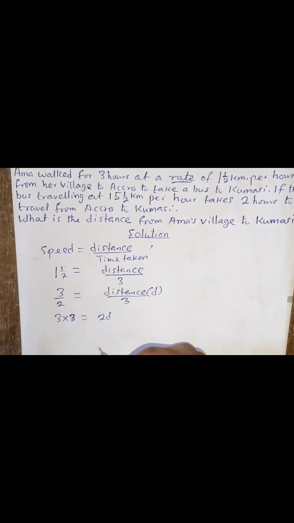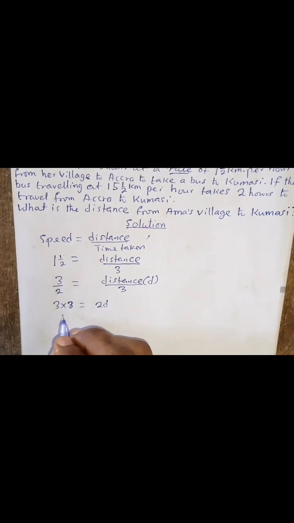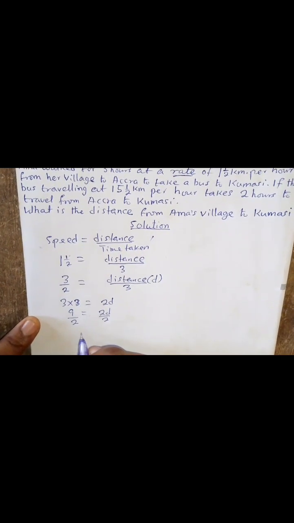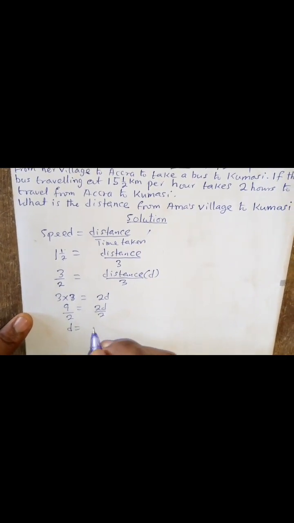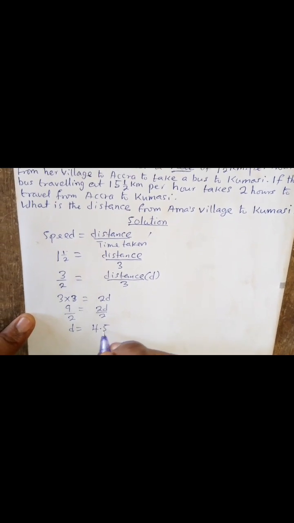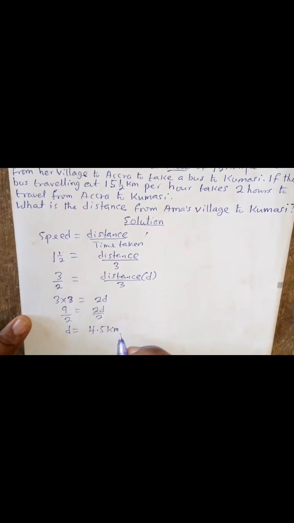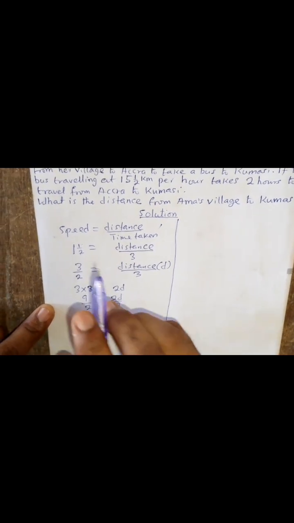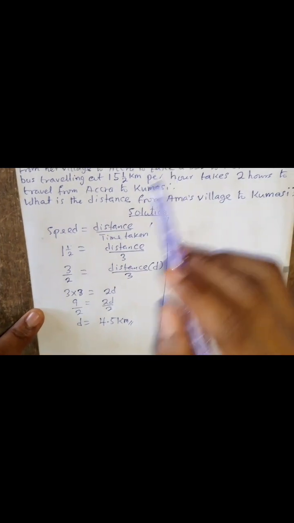So 3 times 3 will give me 9 is equal to 2d. I'm looking for d, so divided by 2, divided by 2. So my d is now equal to 4.5 kilometers. Distance is measured in kilometers. And that is from Ama's house to Accra.